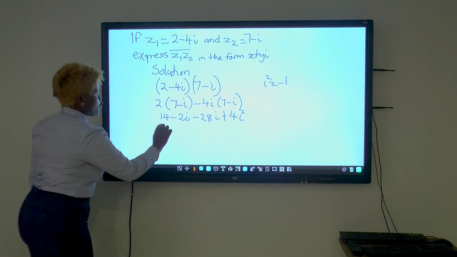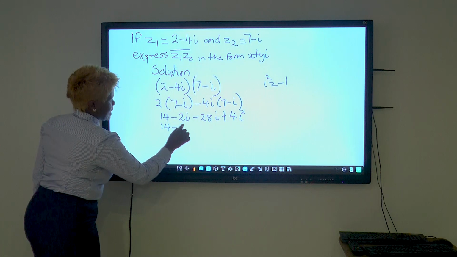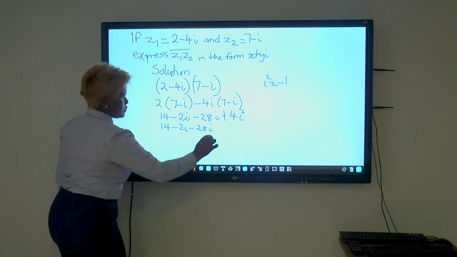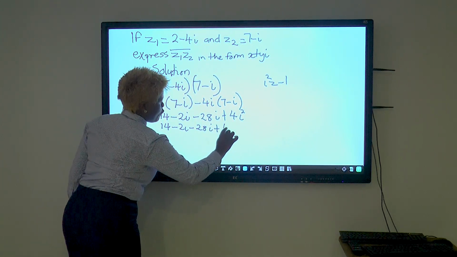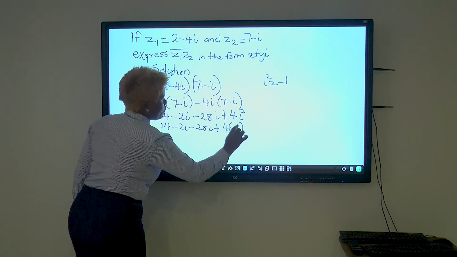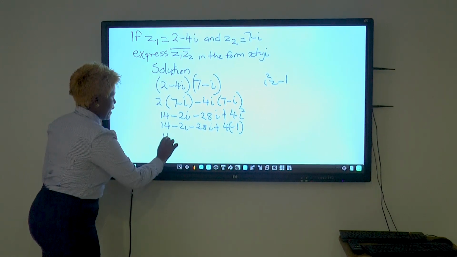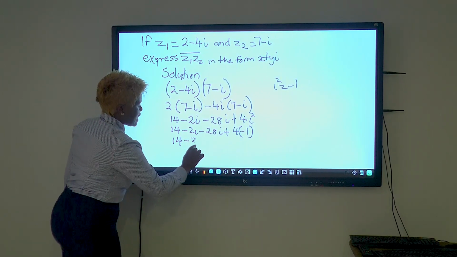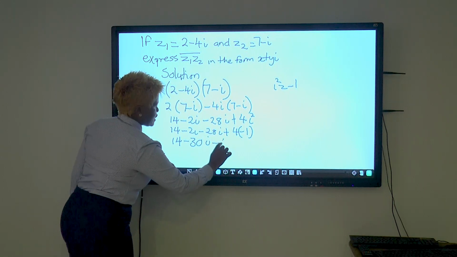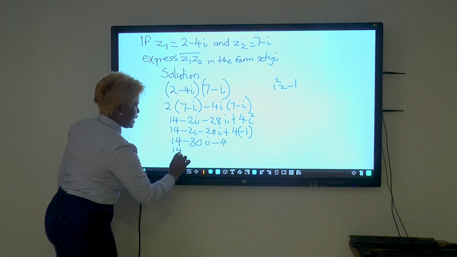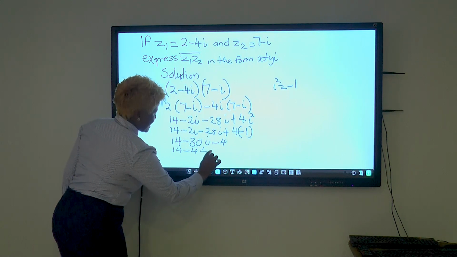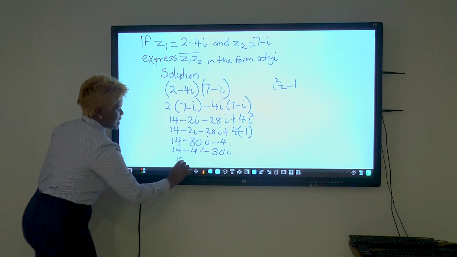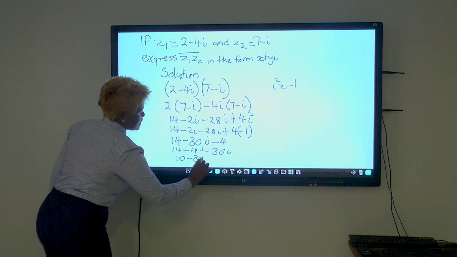So for the next stage, it will be 14 minus 2i minus 28i plus 4, and you put a negative 1 in place of i squared. It will be again 14 minus 4, and we simplify, minus 2i minus 28i, we get minus 30i. 14 minus 4 minus 30i. And if you simplify further, we'll get 10 minus 30i.